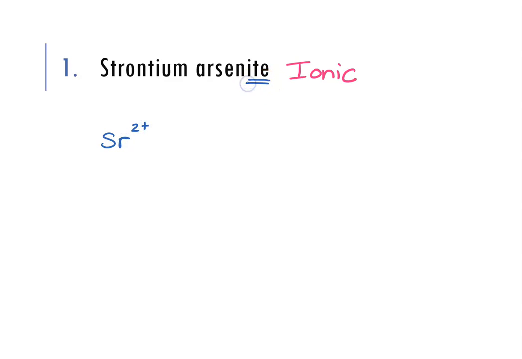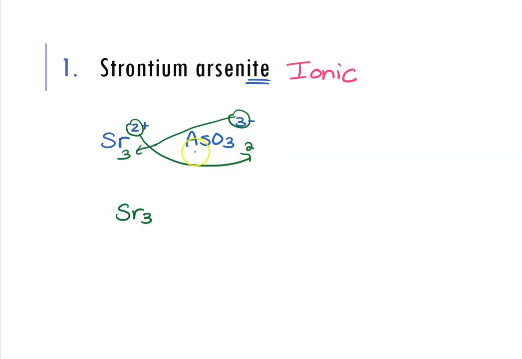Arsenite ends in ITE, meaning that's a polyatomic ion. So if we look at our formula sheet, we'll see that arsenite is AsO3 with a 3- charge. 2+, 3- don't cancel, so I switch. 2 comes over here, 3 goes over here. So I have Sr3, and then because this is a polyatomic ion, I have to put it in parentheses, and then the 2 goes on the outside.